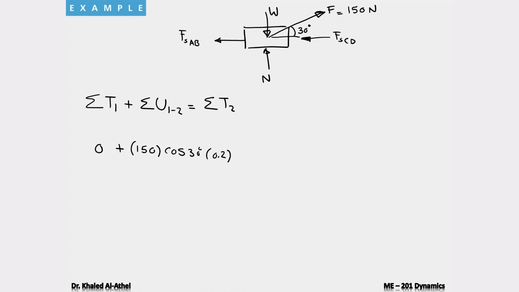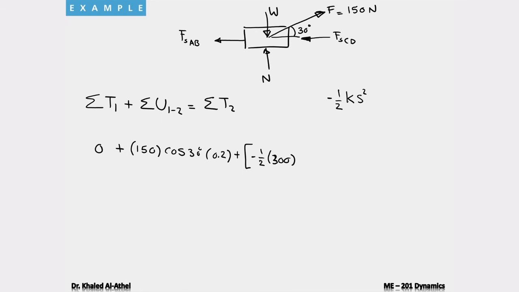Now, plus, let's look at the spring force. Both of them are acting to the left, opposite to the direction of motion. Therefore, the work will be negative. And if you remember the expression, the work done by a spring force is minus half K S squared. So let's look at spring AB. I'm going to say minus half. The spring stiffness is 300 for AB, so it's minus half of 300 multiplied by S.